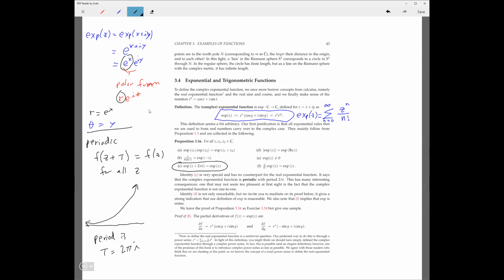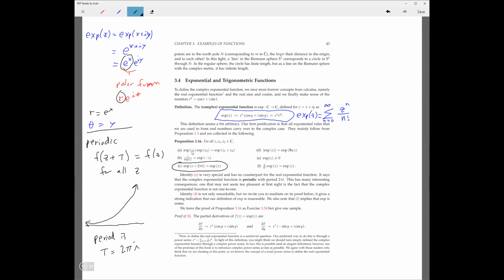The y axis is the imaginary axis. So increasing y by 2 pi means you're increasing z by 2 pi i. If you're increasing y by 2 pi, you're increasing z by 2 pi i. So that's periodic there.